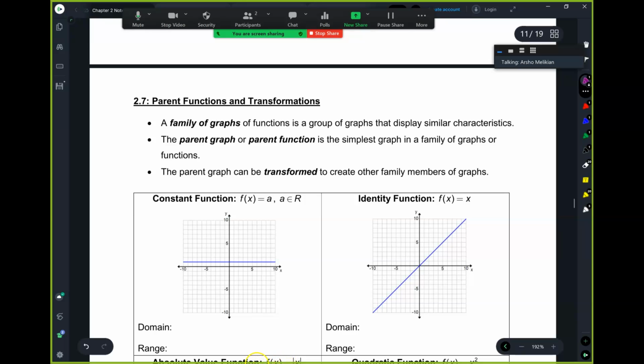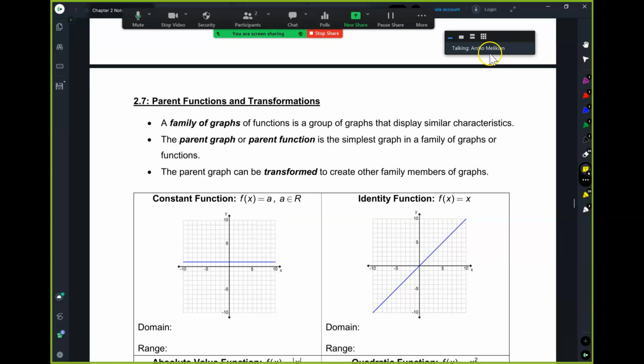Parent functions and transformations. Okay, today we're gonna learn another one of my absolute favorite things, parent functions. Speaking of families, this is a good segue, right? Functions also have families with parents and offspring, I guess, right?